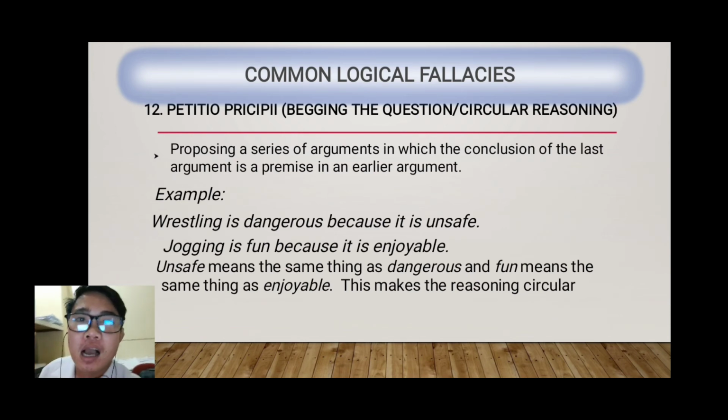Okay, example: wrestling is dangerous because it is unsafe. Jogging is fun because it is enjoyable. See? Di ba? Paikot-ikot. Dangerous and unsafe, redundant. Jogging is fun because it is enjoyable. That's why it is fun. Alright? That is circular reasoning. Unsafe means the same thing as dangerous, and fun means the same thing as enjoyable. This makes the reasoning circular.